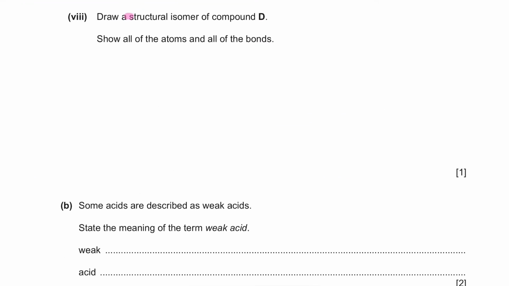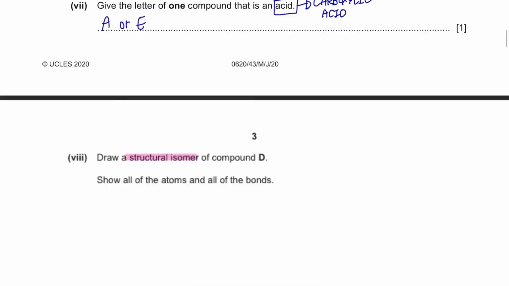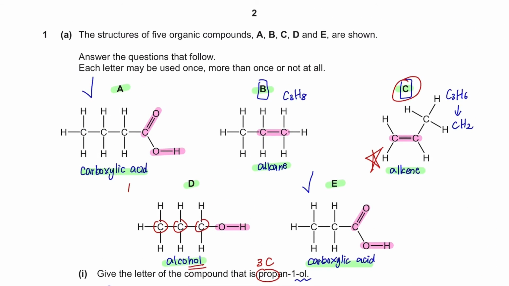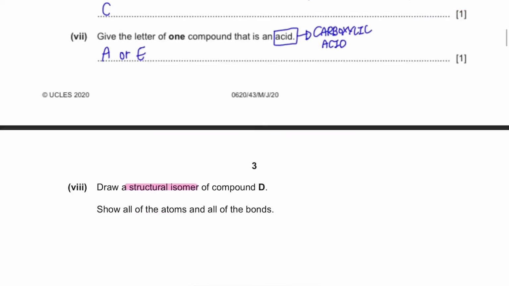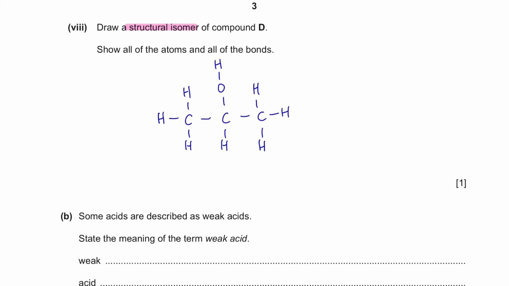Draw a structural isomer of compound D. Show all of the atoms and all of the bonds. Compound D was an alcohol with the OH group at the side of the chain. So this time we can draw this OH group in the middle of the chain. Make sure you have the same number of carbon atoms and hydrogen atoms, and it's done.